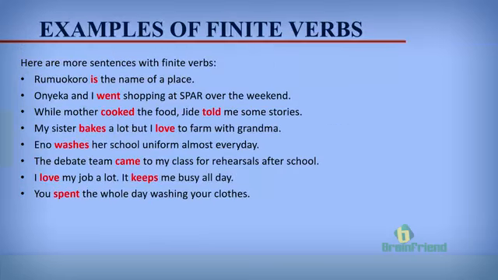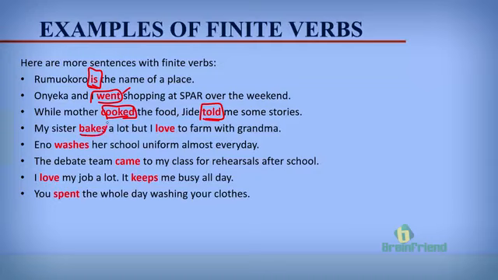Now let's look at some sentences containing finite verbs. The first one we have here is: Rumokoro is the name of a place. Is is in the present tense, so it's a finite verb. Onyeka and I went shopping at Spar over the weekend. Went is a past tense verb, so it is a finite verb. While mother cooked the food, Jide told me some stories. Both verbs are in past tense, cooked and told, so they are finite verbs also.